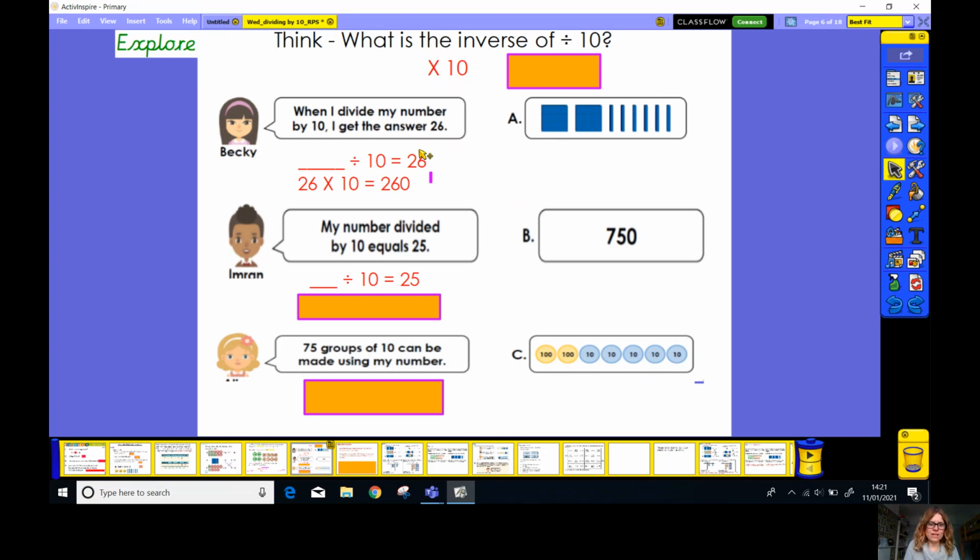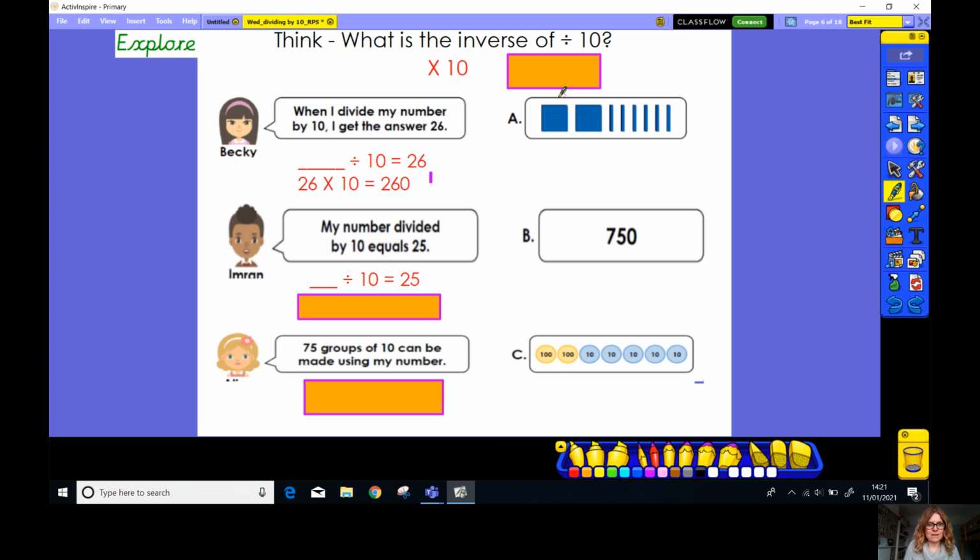Do you see how I've used my answer here to make the start of my question here? And I've used the opposite of dividing by 10 here to work out my end number. It is the back to front calculation, isn't it? The inverse. So 260, let's have a look. Can we see 260 here? Well, let's count. I can see 200s. Let's see if I've got enough 60s there. 1, 2, 3, 4, 5, 6. 260. So this is her number.